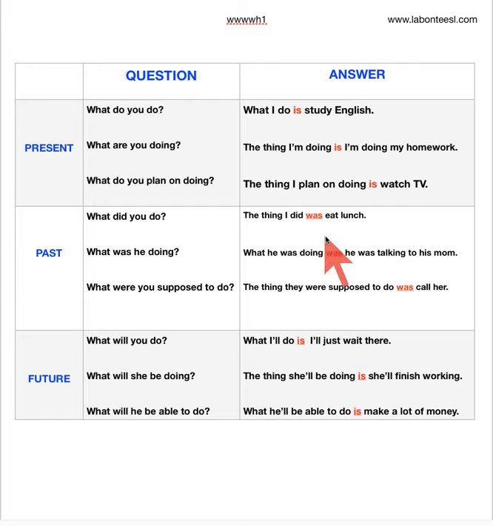Now, instead of was, as you see here, it is acceptable in conversation to put the present. The thing I did is eat lunch. Because the past tense has gone into here, it's okay to use either the past or the present here. However, in the future, what will you do? What I'll do is I'll just wait there. Only the present comes out as this connector between the two sentences, or between the verb and this pattern. So once again, in the past tense, you can either use was or is here. In the present and the future, is is used as the connector.